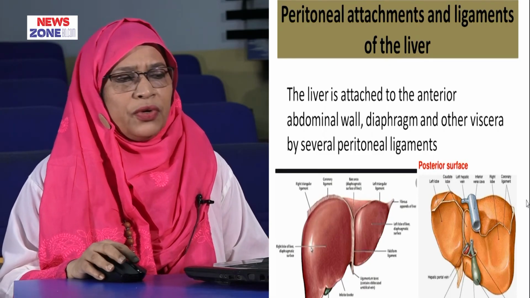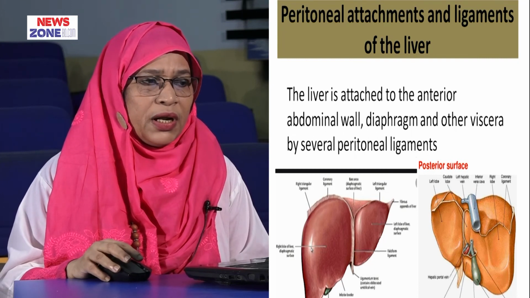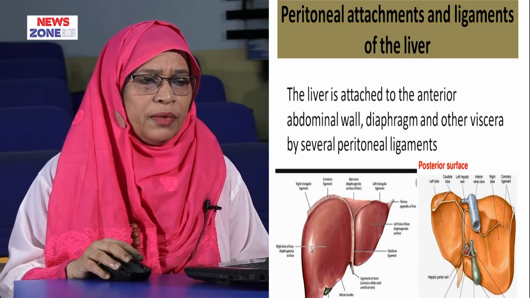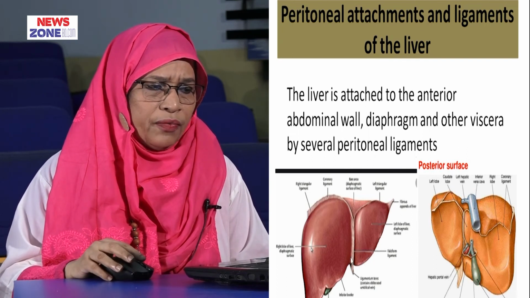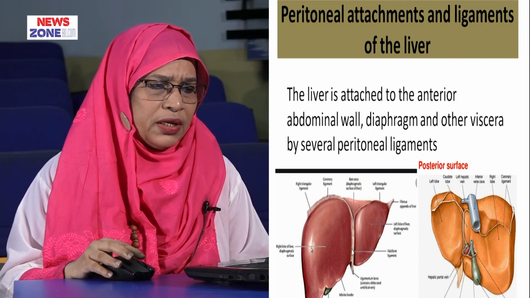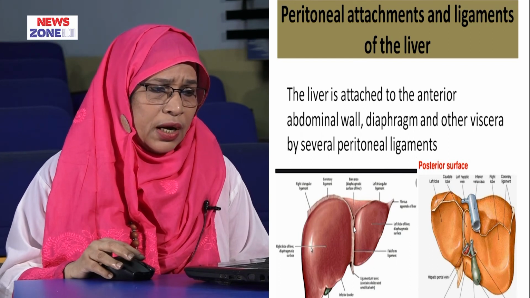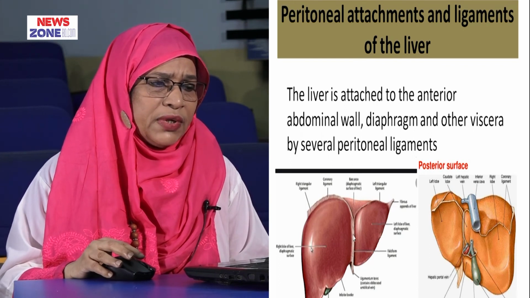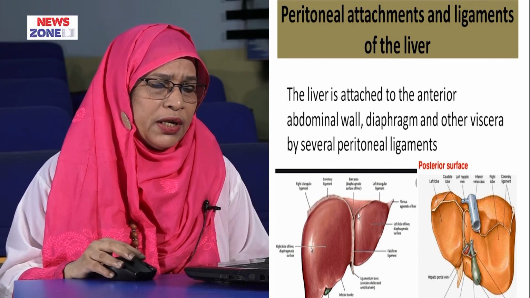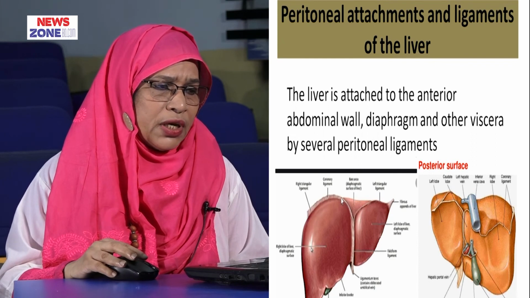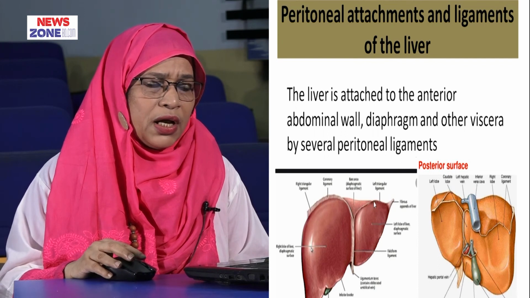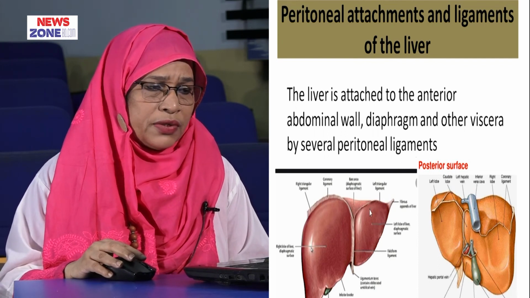So, there are peritoneal attachments and the ligaments of the liver. The liver is attached to the anterior abdominal wall, diaphragm and other organs by different peritoneal ligaments. From the anterior abdominal wall there is a two-fold peritoneal ligament, the falciform ligament, which is attached to the anterior surface and goes upwards. On the superior surface it diverges, and on the right side it is continuous with the superior coronary ligament, and on the left side with the anterior left triangular ligament.